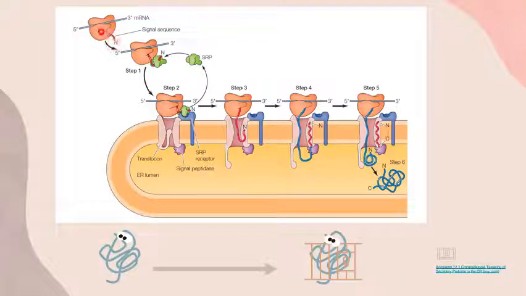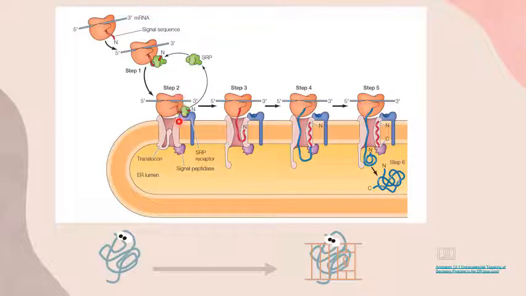The newly synthesized protein has an amino acid sequence which is called a signal sequence, here in red. When it has emerged from the ribosome, it is bound by the SRP, the green one you see here. The SRP is the signal recognition particle, so it recognizes this signal sequence and binds to it. Then this SRP targets the ribosome signal complex.